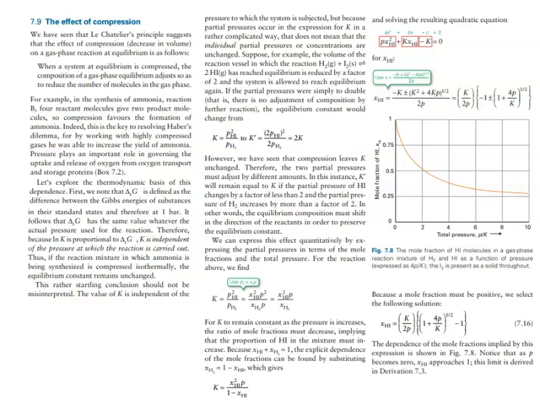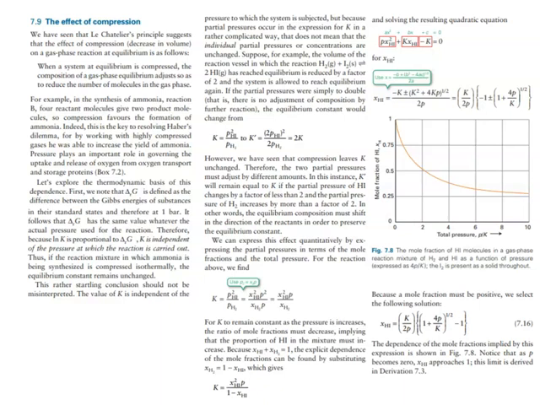This rather startling conclusion should not be misinterpreted. The value of K is independent of the pressure to which the system is subjected, but because partial pressure occurs in the expression of K in a rather complicated way, that does not mean that the individual partial pressures or concentrations are unchanged. Suppose, for example, the volume of the reaction vessel in which hydrogen plus iodine is in equilibrium with 2 equivalents of hydrogen iodide gas is reduced by a factor of 2, and the system is allowed to reach equilibrium again.